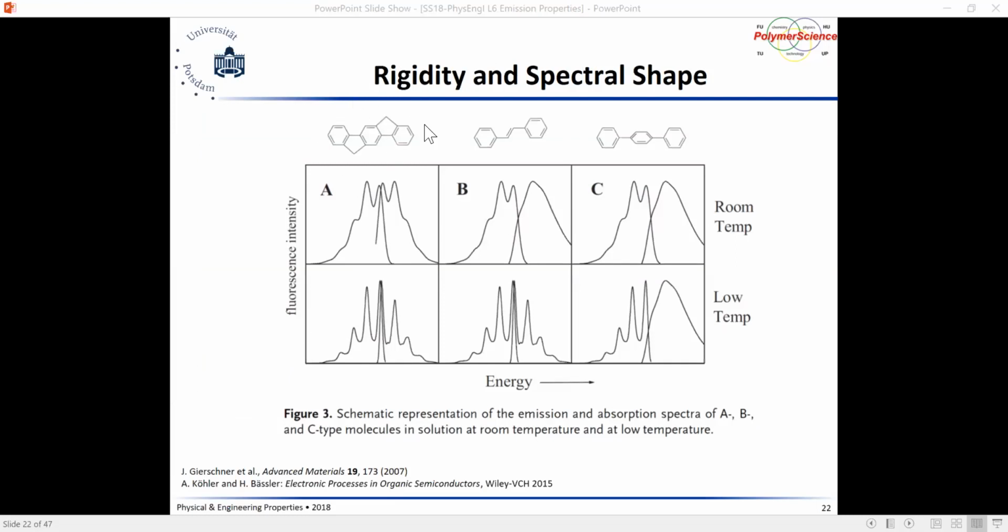Okay, so here we have very rigid molecular structures, and what happens as we go from room temperature to reduced temperatures. As it can be seen, as we reduce the temperature in all cases, the vibronic levels become more pronounced compared to room temperature. Whilst in case B, where the rigidity is less than case A, we appear to have a Stokes shift. When you lower the temperature, then you can actually see the vibronic levels very strongly, and you can see you have no Stokes shift.